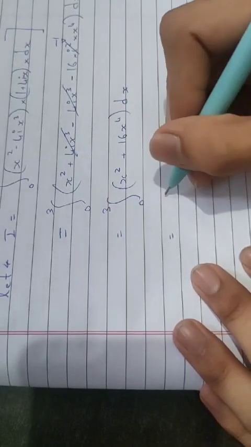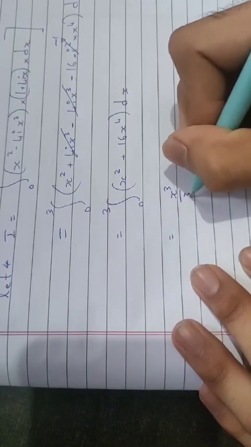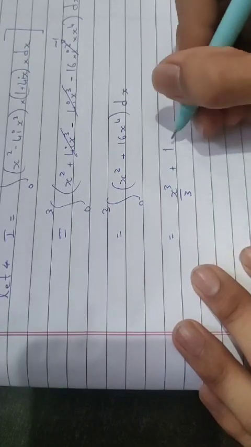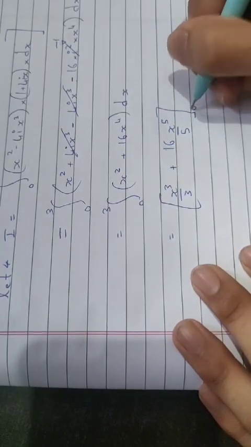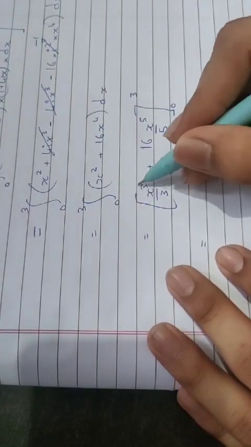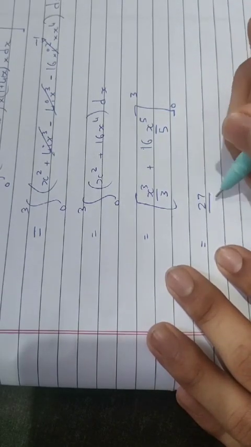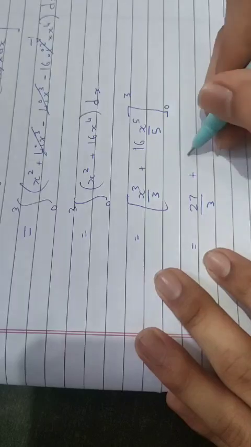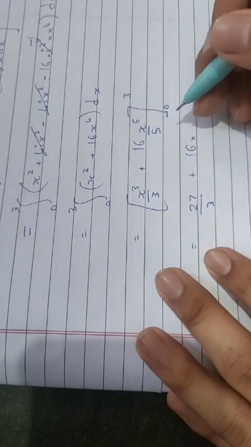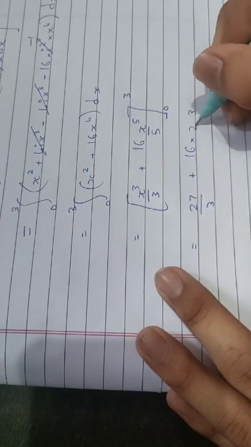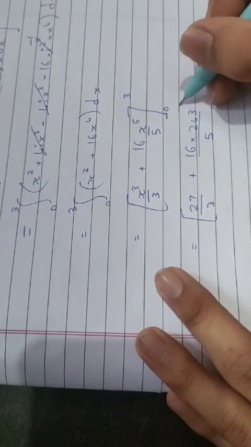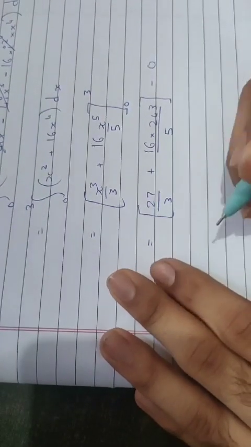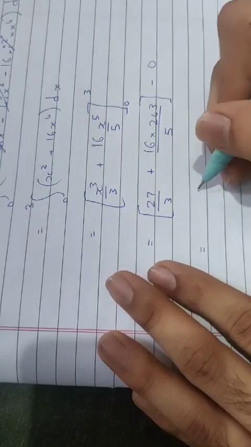Nice. So now we can just integrate this normally. There's no z and stuff now, so it becomes very simple. Normal integration: x cubed by 3 plus 16 x raised to 5 upon 5, and limits are from 0 to 3. When we put 3 here, we'll get 27 upon 3 plus 16 into, this will be 243 if I'm correct, upon 5, and the lower limit would be just 0. Now we could just solve.